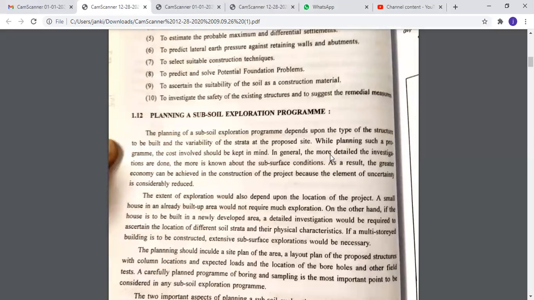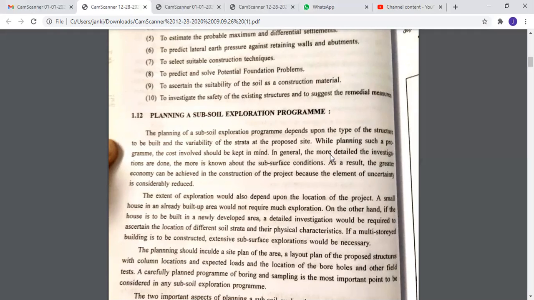If a multi-story building is to be constructed, extensive subsurface exploration would be necessary, because the main thing about a multi-story building is the foundation, and the foundation is basically on the subsurface. The more stories, the more the building needs a stronger foundation. Because of that reason, extensive subsoil exploration is necessary, right?